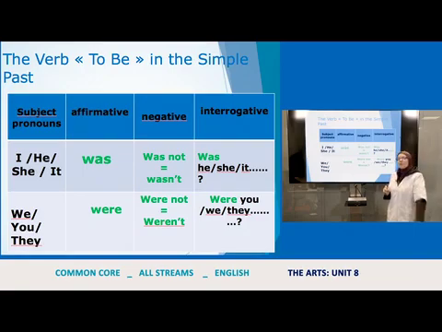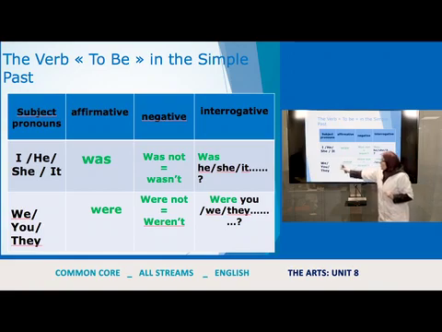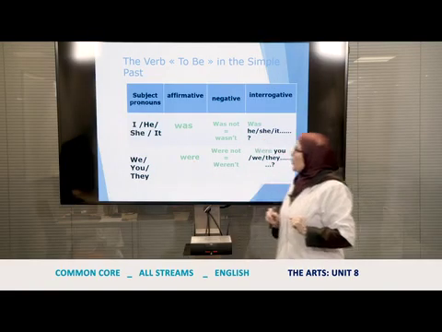Of course, we all know that the verb to be in the present is I am, you are, he is, it is, we are, they are. But here we're going to see the verb to be in the past. For the affirmative form, for I, he, she, and it, we say was. Like in the example, we say Michael Jackson was an American singer. For we, you, and they, we have were.